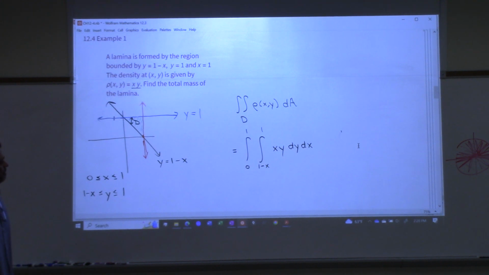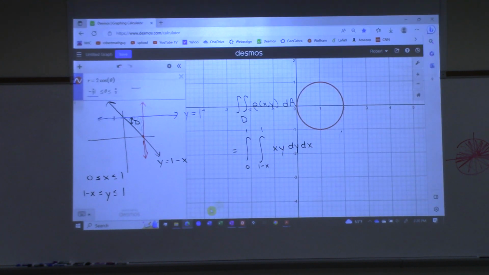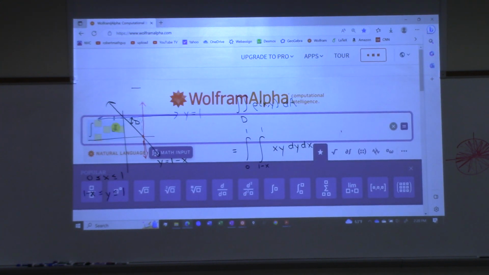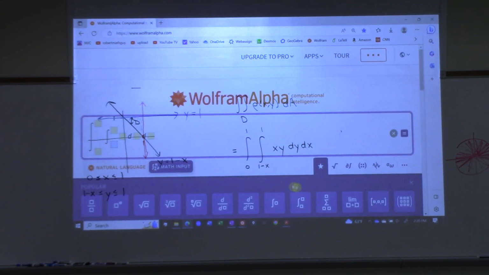Do we really want to do that? I think that would be a pretty easy thing to do, yes? Let's use the computer, all right? Because I don't think you want to do it. I don't want to do it. So I'm going to do this double integral using the computer. Double integral, 0 to 1, then 1 minus x to 1, and then x times y dy dx.